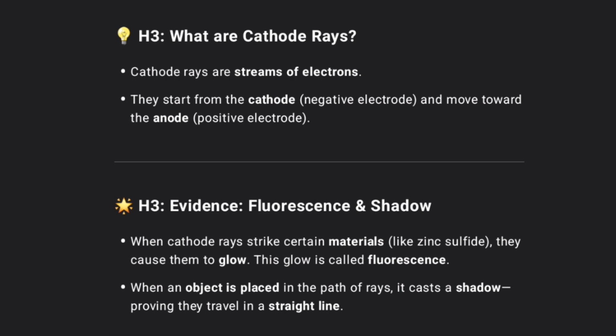Evidence: fluorescence and shadow. When cathode rays strike certain materials, like zinc sulfide, they cause them to glow. This glow is called fluorescence. When an object is placed in the path of the rays, it casts a shadow, proving they travel in a straight line.